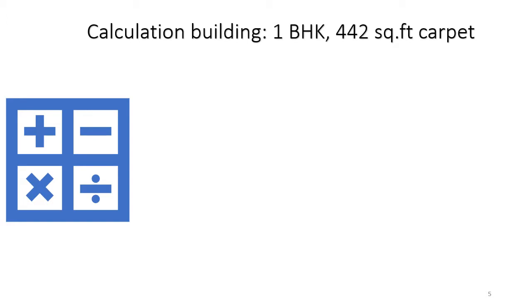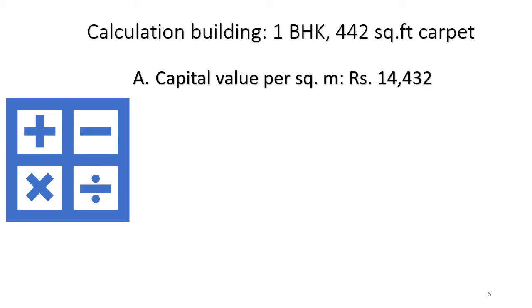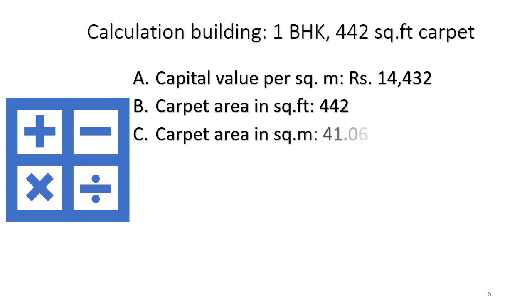I will demonstrate by taking the example of a 1 BHK flat with a carpet area of 442 square feet. Majority of the flats in our society belong to this category, more than 150 flats out of 265. The capital value per square meter we saw was 14,432. The carpet area in square feet is 442. That translates to 41.06 square meters. These numbers will be there in your index too.